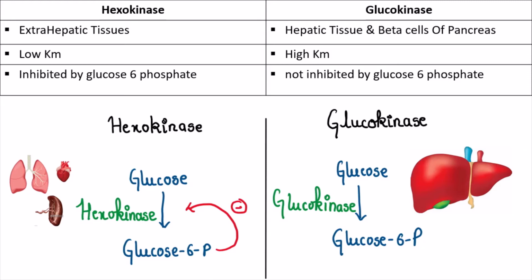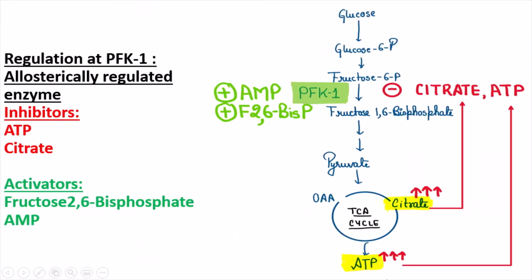Hexokinase का low Km है, that means it has higher affinity for glucose. Glucokinase on the other hand has a higher Km and has low affinity for glucose. Hexokinase is inhibited by glucose 6-phosphate, whereas glucokinase is not inhibited by glucose 6-phosphate. Here I have shown how glucose 6-phosphate is inhibiting hexokinase, but glucose 6-phosphate here is not an inhibitor for glucokinase. Let's now see the regulation at PFK1.